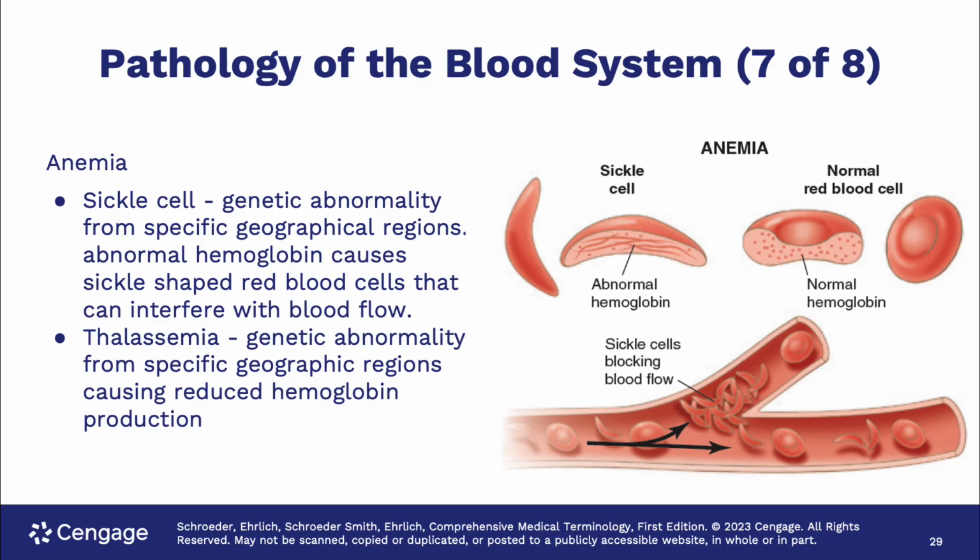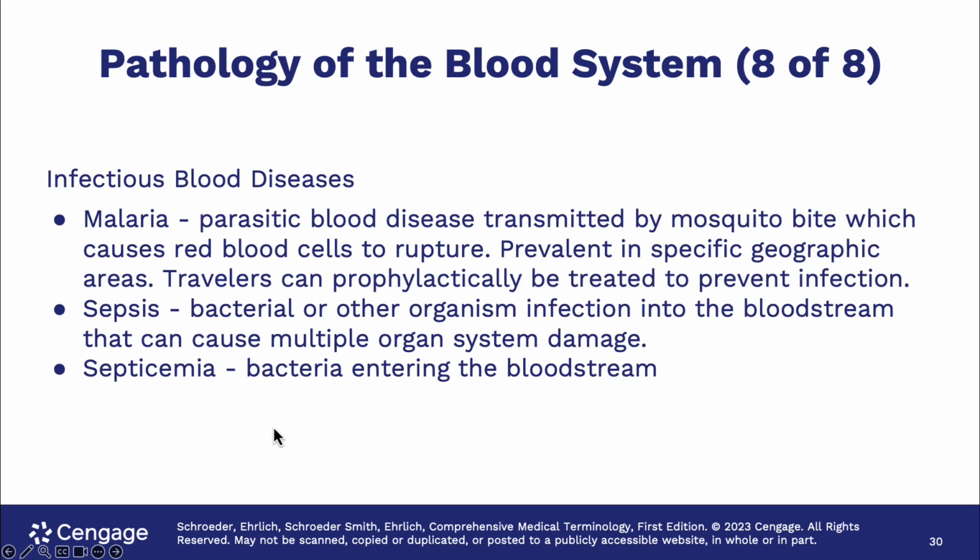Okay, and this actually has some benefits if you're in areas where there's high levels of malaria. But these blood cells can interfere with blood flow. And thalassemia is a genetic abnormality, and this is from very specific geographic regions, but it causes reduced hemoglobin production. Okay? So a few different issues.